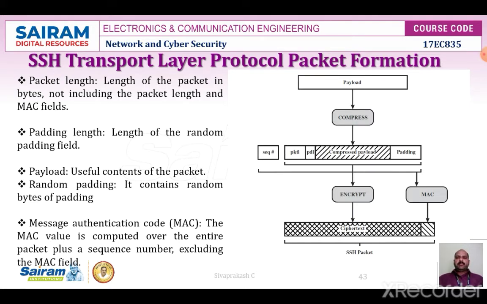Then random padding. This random padding is added once an encryption algorithm has been negotiated. It contains random bytes of padding so that the total length of the packet is a multiple of the cipher block size, or 8 bytes for a stream cipher. That is going to be fixed over here.